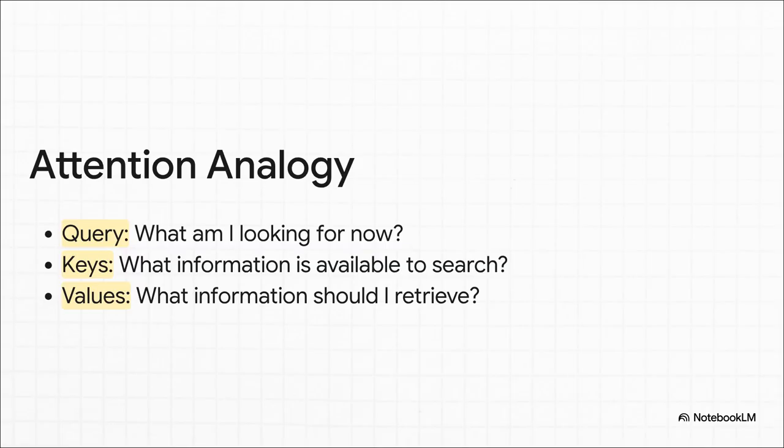Let's make that a little more concrete. Think about the sentence, "The robot picked up the ball because it was heavy." The model needs to figure out what "it" is referring to. The query is basically the model asking, hey, what is "it"? The keys are all the possible answers it can look at, robot and ball. So the model compares its query to those keys and figures out that "heavy" is way more related to "ball" than to "robot." So it retrieves the value, the actual meaning of the word "ball." This dynamic search process completely shattered the context bottleneck.